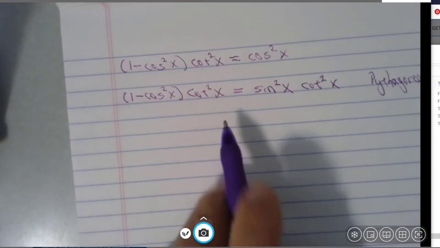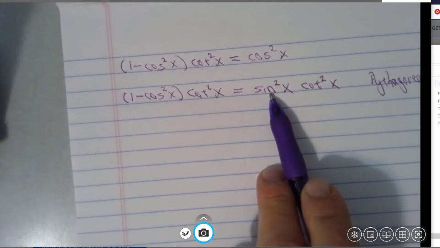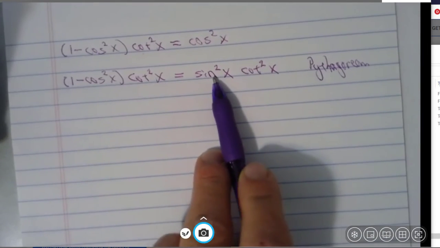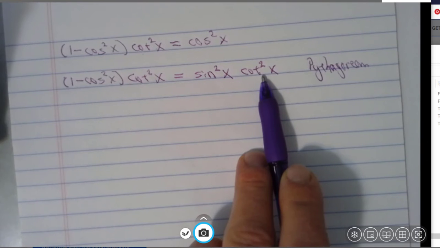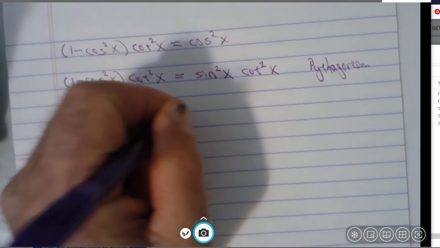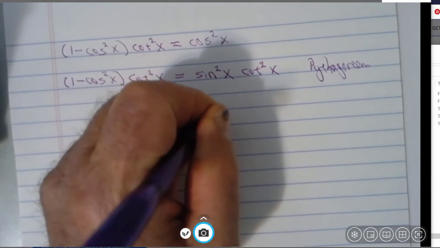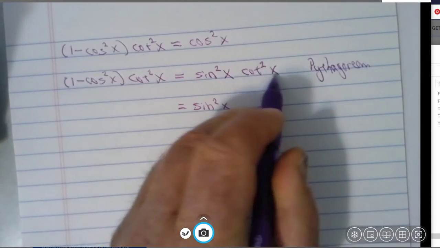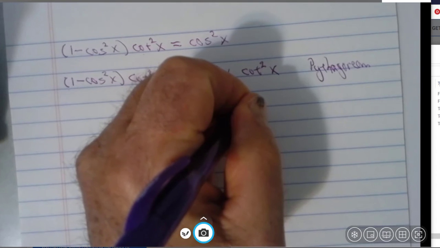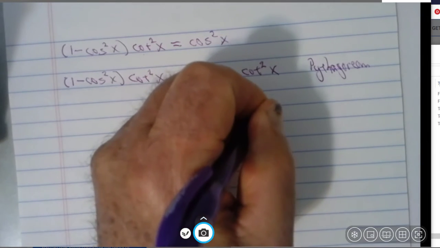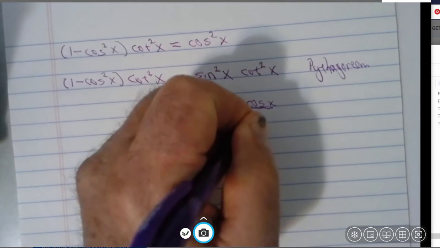All right, now the next thing I want to do is, well, sine squared is pretty simple, just as it stands. So what about the cotangent? Well, cotangent is cosine over sine. So I'm going to rewrite this as sine squared x. Now, cotangent is cosine x over sine x.